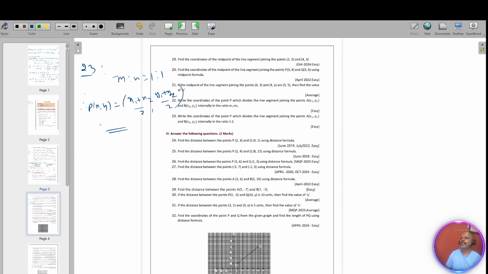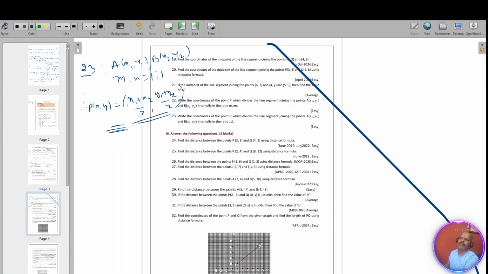x1, y1 given, right? x1 plus x2 by 2, y1 plus y2 by 2. This is the ratio. You can write the points also here. A of x1 comma y1, B of x2 comma y2. Midpoint formula they asked. Okay. So because m1 m2 is 1 is to 1, 1 into x2 is x2 only. Similarly, x1 1 plus 1 is 2. Okay. Basically they asked a midpoint formula here.